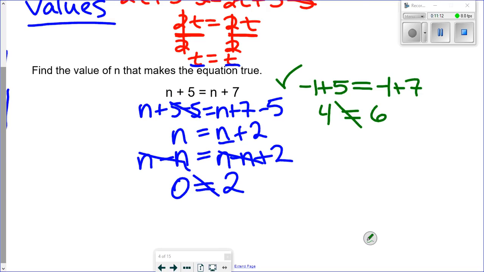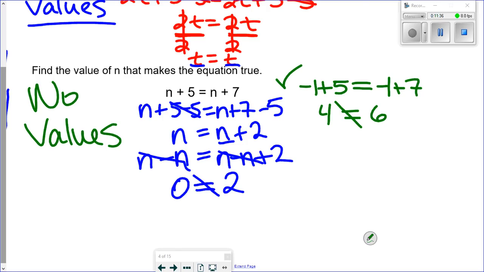At this time, why don't you go ahead and pause the video again and test a few more numbers, maybe 0, maybe a positive, maybe another negative integer, to see if you can find anything that will make the equation true. After testing those numbers, hopefully you realize that there are no values that will make this equation true.